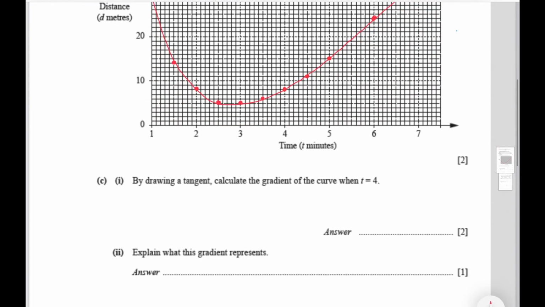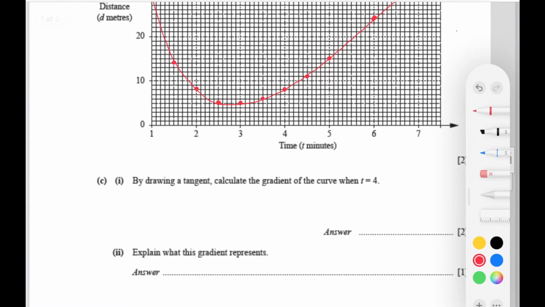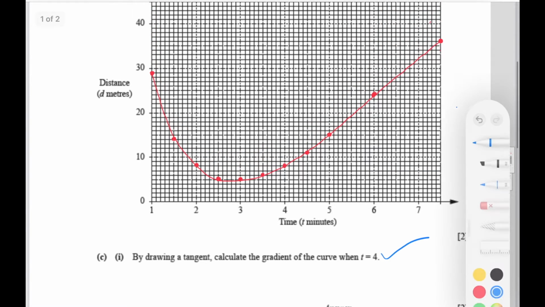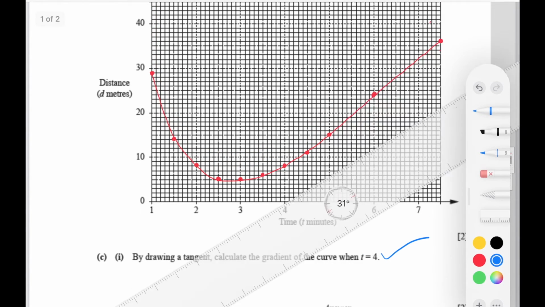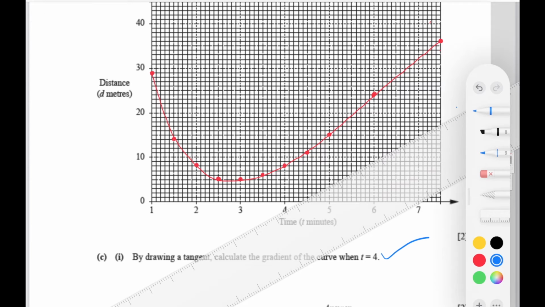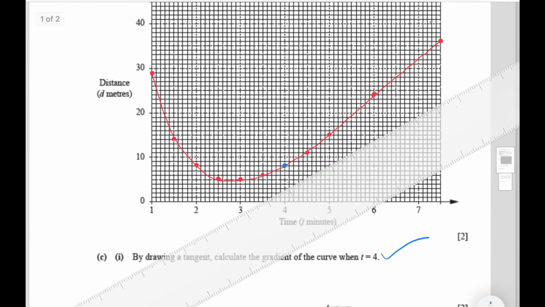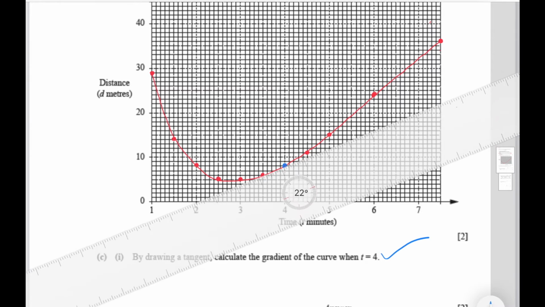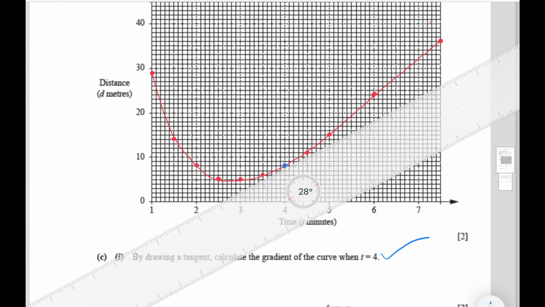The next part says, by drawing a tangent, calculate the gradient of the curve where t is equal to 4. Let's do this in blue color. So this is done in blue color. How do we do this? First of all, let's take out our scale. It says where x is equal to 4. That means where t is equal to 4 over here. We draw a tangent that is going to give us a nice and fine value of the gradient. Okay, so the tangent would go like this.